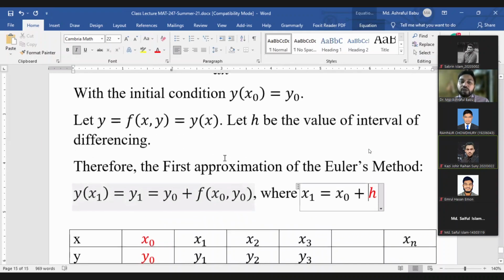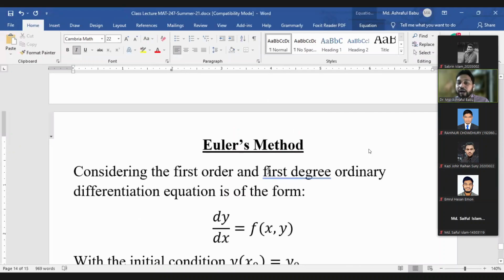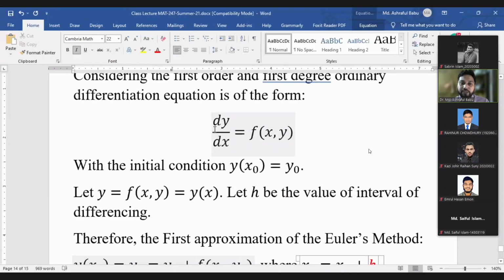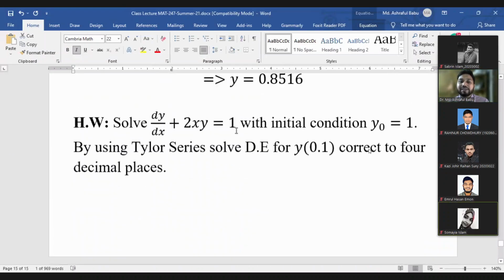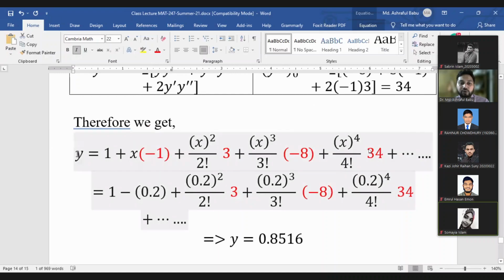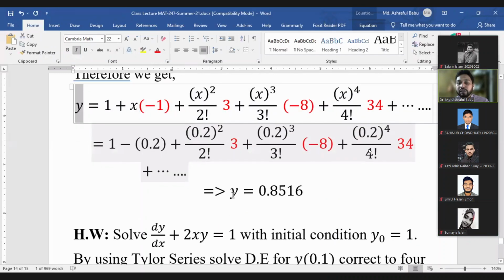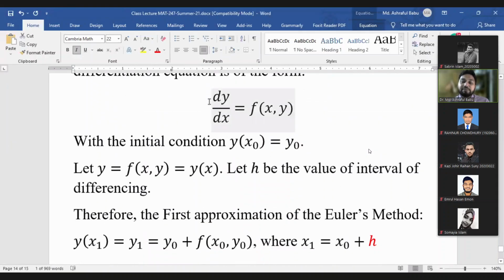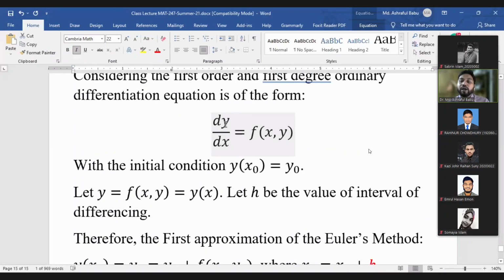Okay, so in this Euler's method, what do we actually want to do? We are going to solve this differential equation, dy dx equal to f of x, y. As a solution, we have to find y equal to something. That is our numerical solution. The same thing we have to do here: find y equal to something as a solution of the differential equation.